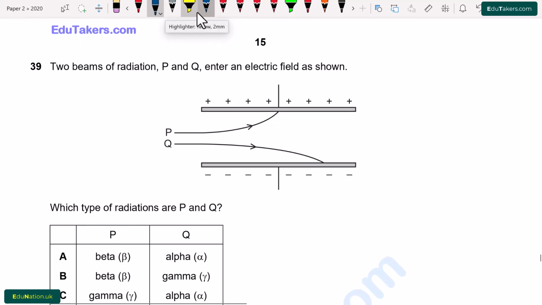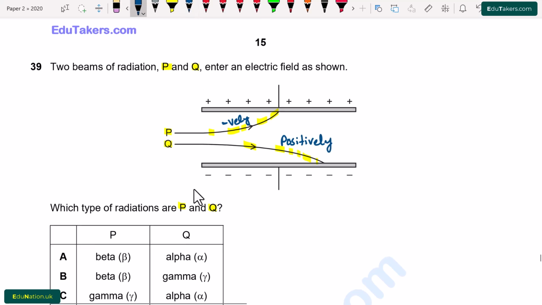Question number 39. Two beams of radiation P and Q enter an electric field as shown. So there are two radiations P and Q that are entering an electric field. The radiation P is moving towards the positive plate and Q is moving towards the negative plate. We know that opposite charges attract each other while the same charges repel each other. So the radiation that is bent towards the positive plate is basically negatively charged, while the radiation that is moving towards the negative plate is basically positively charged.